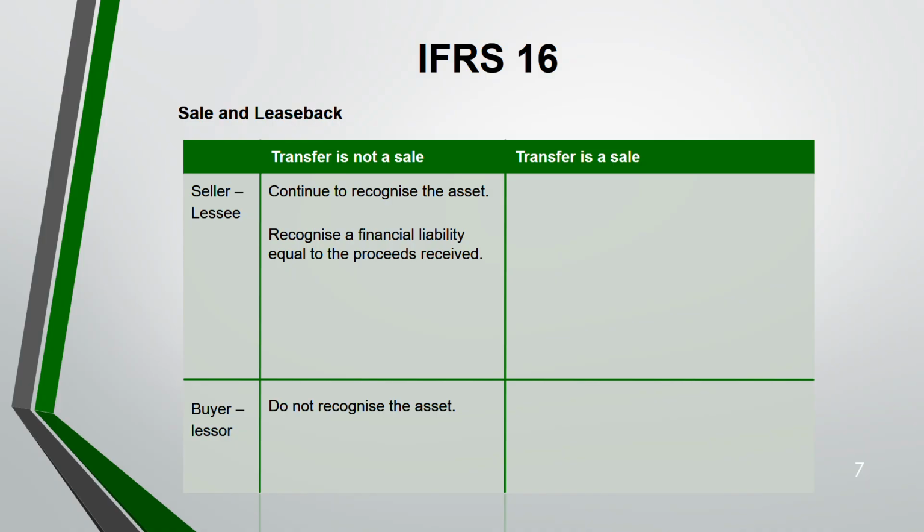On the other hand, the lessor will not recognize the asset because it's not a sale. We have now sold it to the lessor. They will recognize a financial asset equal to the transfer proceeds. So the lessee will recognize a financial liability, and the lessor will recognize a financial asset because they have the right to receive that amount from the lessee. This is when it's not a sale.